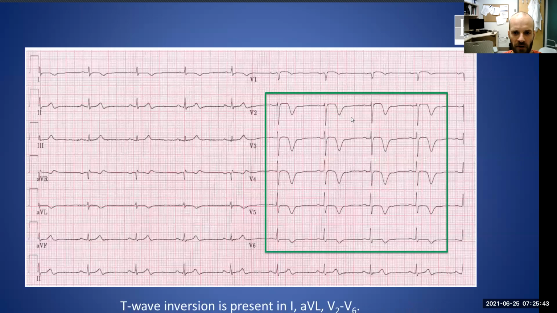Here's an example of T wave inversion. In some leads, our T waves are upright, as we'd expect, like here in lead 3, in lead 2 over here. But in these leads, from V2 all the way down to V6, our T waves are pointing down when they should be pointing up. So this is T wave inversion. So those are 3 real world examples of the sorts of patterns that you might see during the early phase of a myocardial infarction.